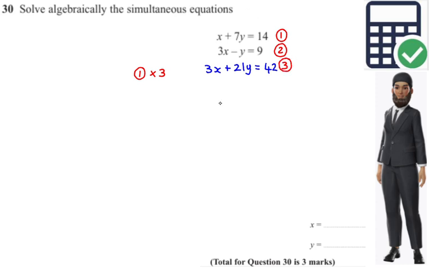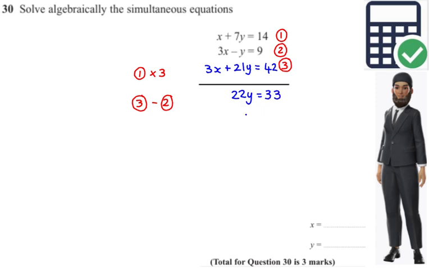What I'm going to do now is set up a process where I'm going to attempt to eliminate the x's. And the way I'm going to do this is equation number 3 take away equation number 2, and you'll notice the x's will get eliminated. 3x take away 3x is 0x, we don't need to write that down. 21y minus a negative y will give you 22y. A minus and a minus will make a plus, 22y. And then 42 take away 9 will give you 33.